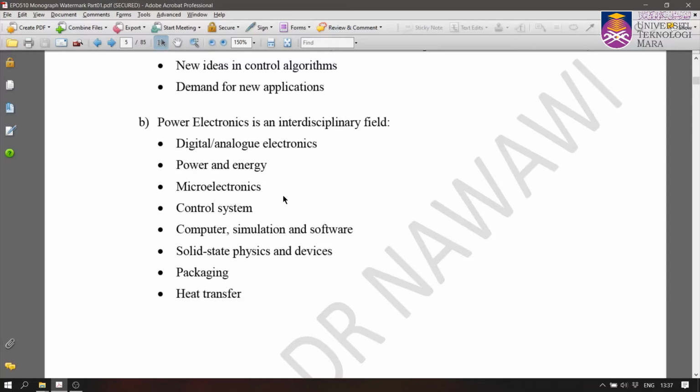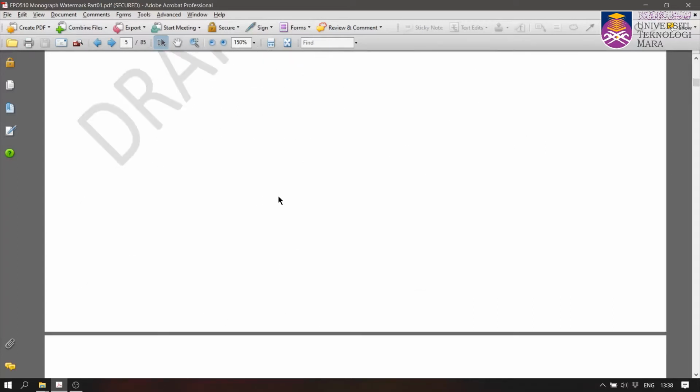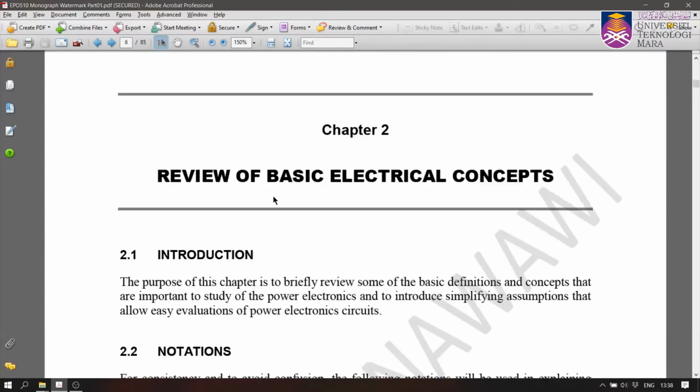You heard about the heat sink. So this is the purpose of the heat sink, which is we want to remove the heat generated by the device due to the losses in the device. Okay, right. Next, I'm going to skip the review of basic electrical concepts.